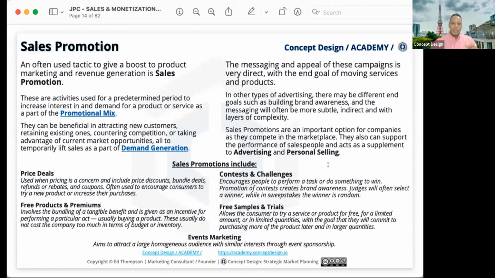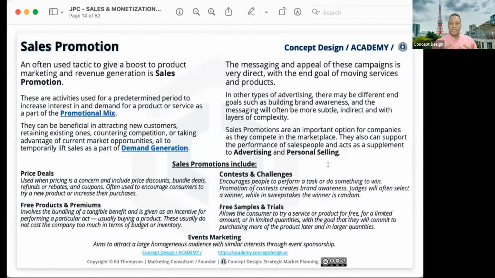Sales promotion is usually very direct, and the end goal is moving services and products. Sales promotion is usually evolved around 4 categories of things. There are price deals, free products and premiums, contests and challenges, free samples and trials, and, pardon me, a 5th thing, events marketing. All of these things can come together to help support sales.